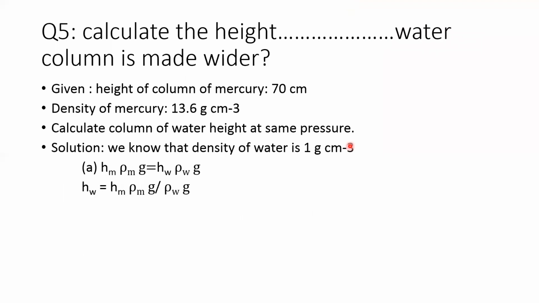So now question number 5, calculate the height of a water column which will exert on its base the same pressure as 70 centimeter column of mercury. Density of mercury is 13.6 gram per centimeter cube.